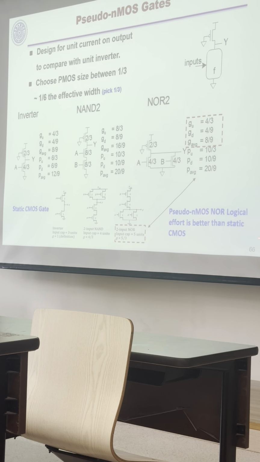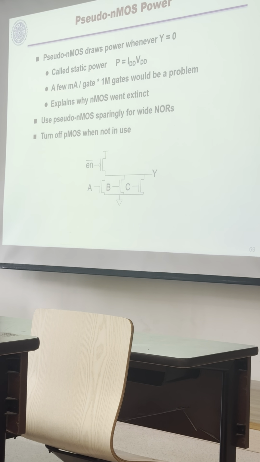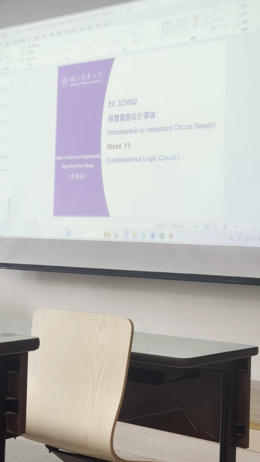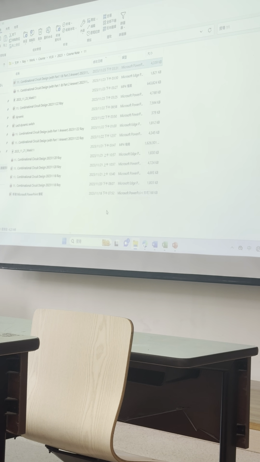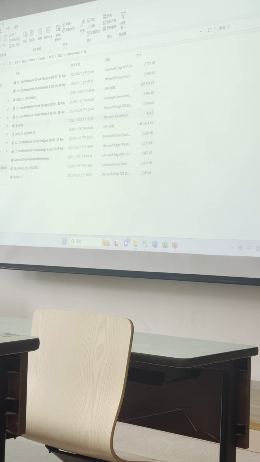So this one, the concept is very important. The NMOS low gate is better than the static one. Very important concept. 太复杂了就会 so difficult calculation for the NMOS. You just need to read it, and then you need to read the Excel.